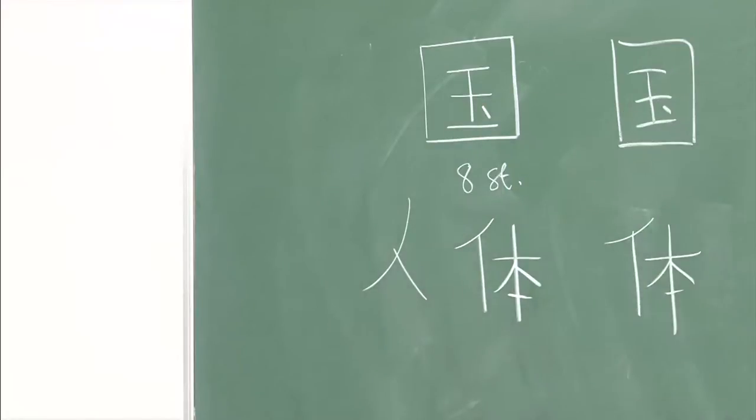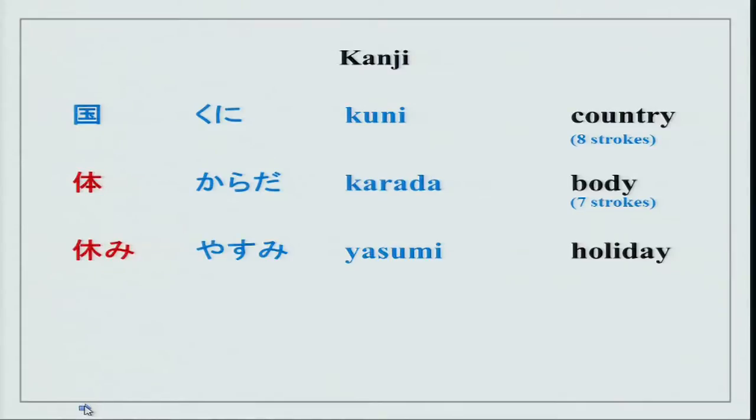1, 2, 3, 4, 5, 6 and 7. So it's a 7 stroke character. Well, now we have another one for you, which is yasumi.